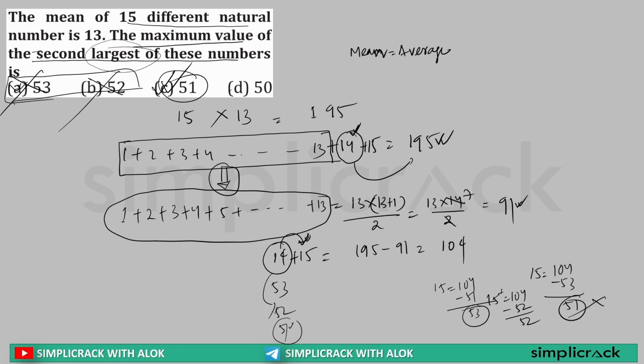50 also can be the value, but it has asked for the maximum value. So when it asks for the maximum value among all the possible options for the 14th, whichever option has the maximum value, we take that. Here 51 has the maximum value, so we took 51 as the answer. Clear?